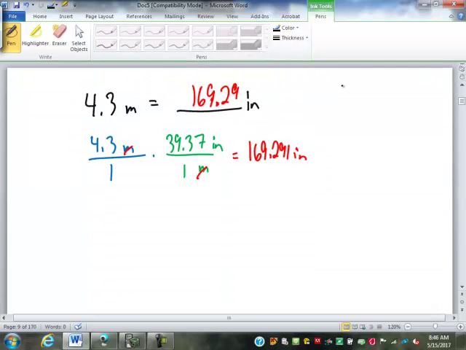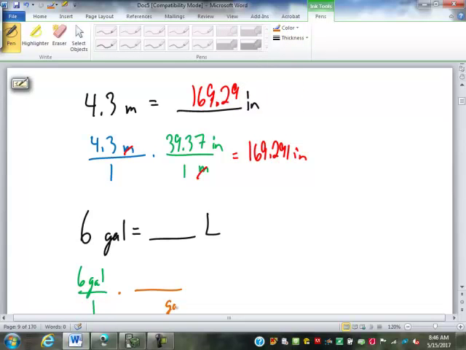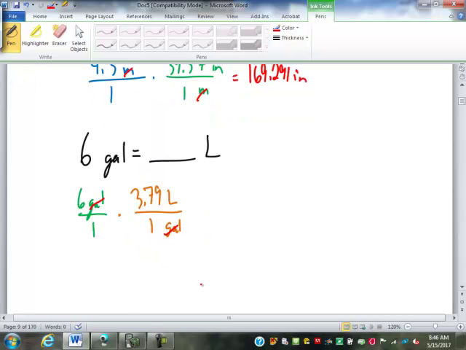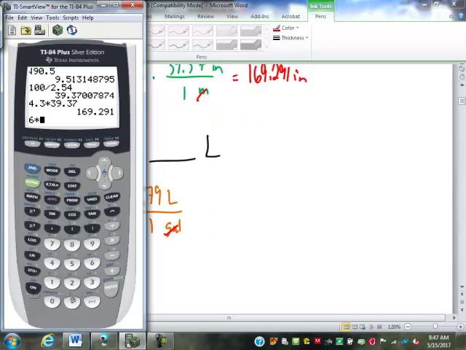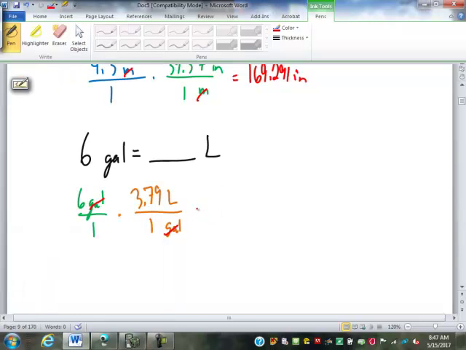Or we might have 6 gallons going into liters. Same type of thing. 6 gallons goes over 1. Gallons on bottom, liters on top. 1 gallon is 3.79 liters. So gallons cancel out. Six times 3.79 is 22.74 liters.